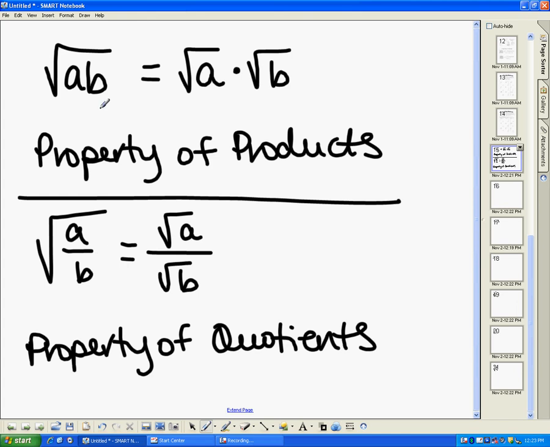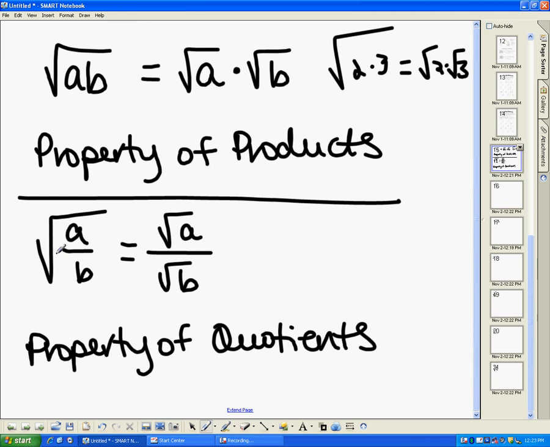The first one is the property of products. If you have the square root of a times b, I can break that up, and that's the same thing as the square root of a times the square root of b. So if you have the square root of 2 times 3, that's the same thing as the square root of 2 times the square root of 3. Sorry, that's kind of hard to read.